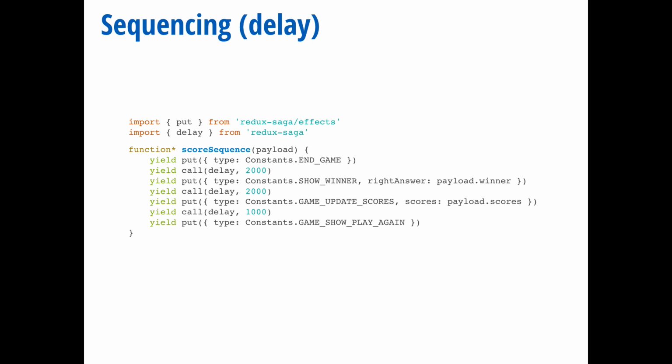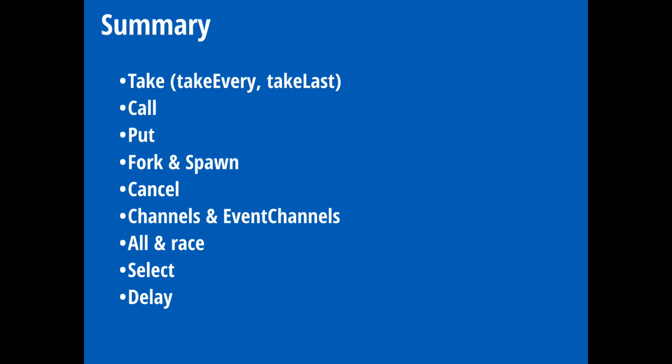With this, I think we saw quite a lot of effects. We saw take every and take last, for taking actions, for listening to actions. We saw call to block by calling a task, starting a task. We saw put to dispatch a new action. We saw fork and spawn to have children forking. We can cancel them. We have channels and event channels to buffer incoming messages. We saw all and race to start things in parallel. Select to check the state, and just the delay thing that is a helper.